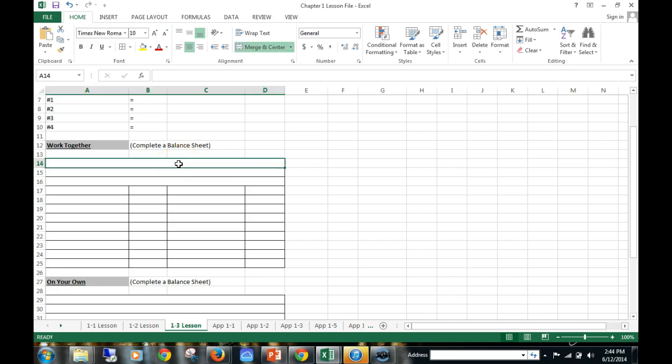So if we're looking at page 15, work together, it says our cash account is at $2,400, our supplies account is at $300, and our prepaid insurance is at $600. It also says that our accounts payable to Hewlett Company is $250, and Jim Hess Capital is at $3,050. Now again, I'm looking at the work together on page 15.